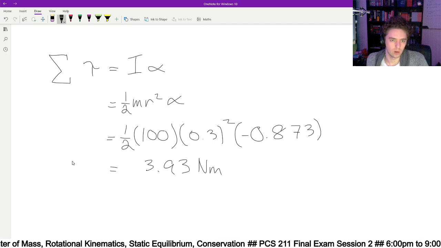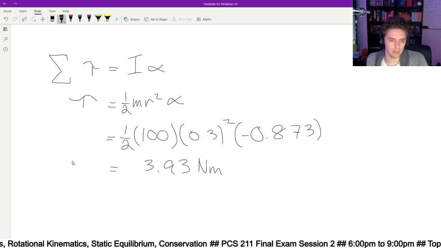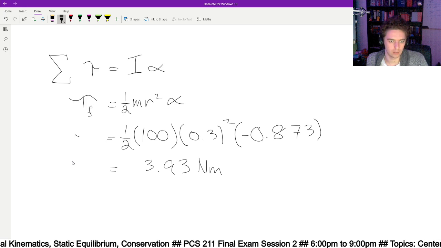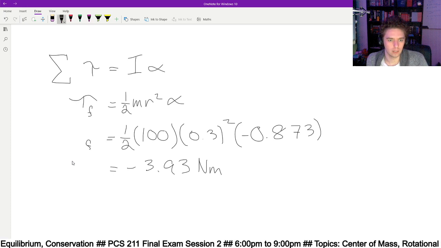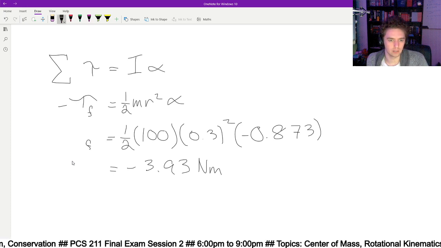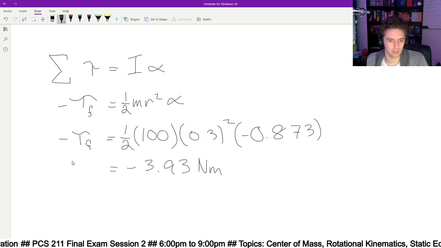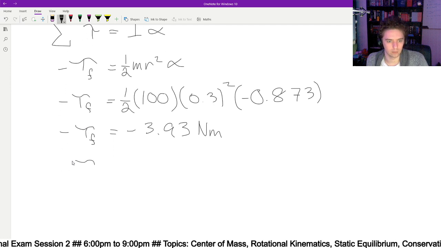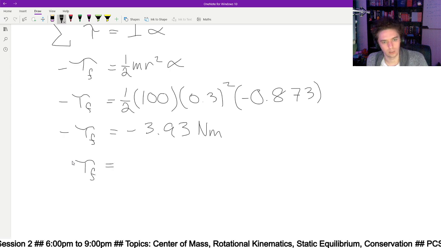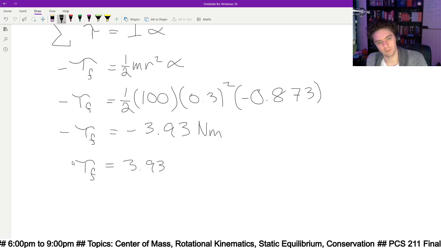Okay? And also, the net torque, the only torque that's there is the torque from friction, right? To make that a little more clear, the torque from friction is in the negative direction. So finally, the torque from friction is just 3.93 Newton meters.